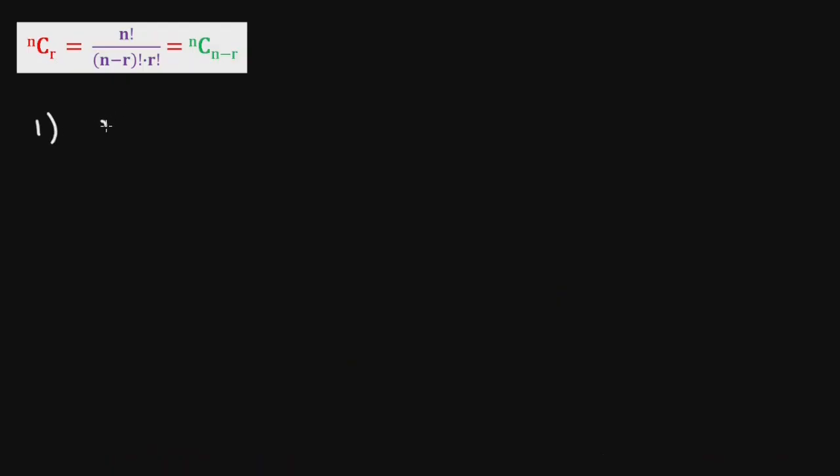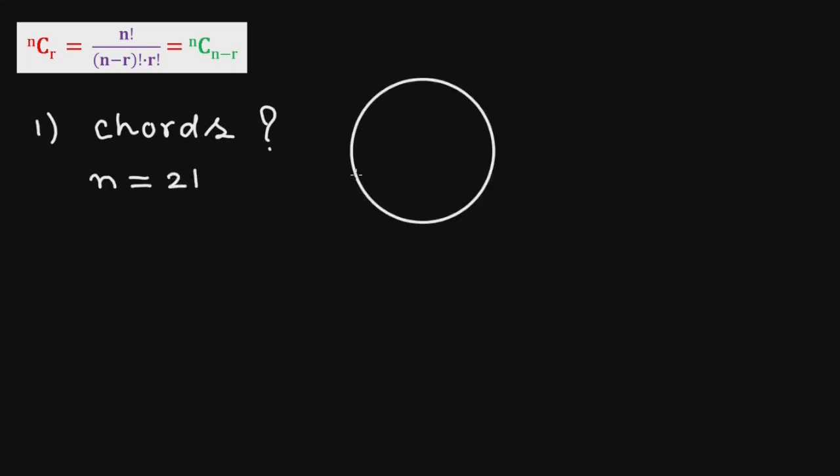How many chords can be drawn through 21 points, n equals 21, on a circle? For drawing a chord of a circle, we need 2 points on the circle, say A and B. When we draw the chord, whether we join point A to point B or point B to point A does not matter because the chord is going to be the same. So this is a case of combination. And since we are drawing a chord by joining 2 points, r is 2.